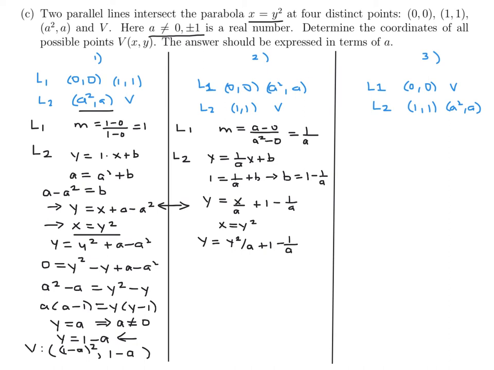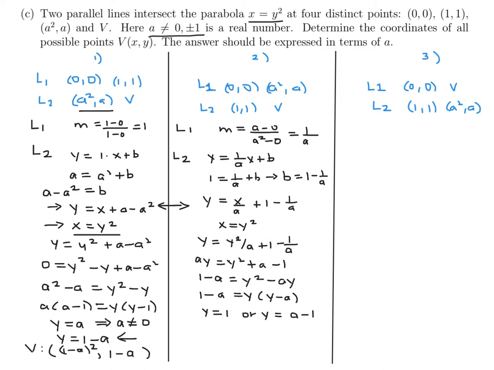Okay, so let's see here, what can we do? If we multiply through by a, we'll get rid of the fraction, we'll get ay is equal to y squared plus a minus 1. And then we can put the y's on one side and the a's on one side. So 1 minus a is equal to y squared minus ay. Factor out the y, we get y times y minus a is equal to 1 minus a. Okay, so that means that y is either equal to 1 or y is equal to a minus 1.